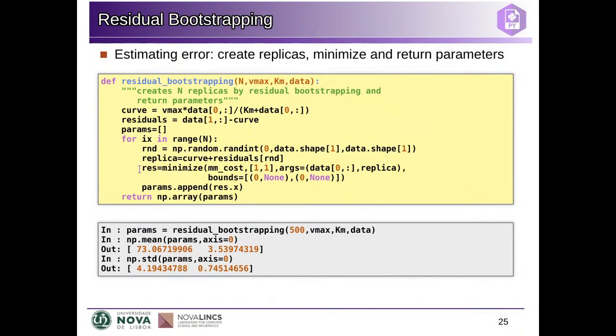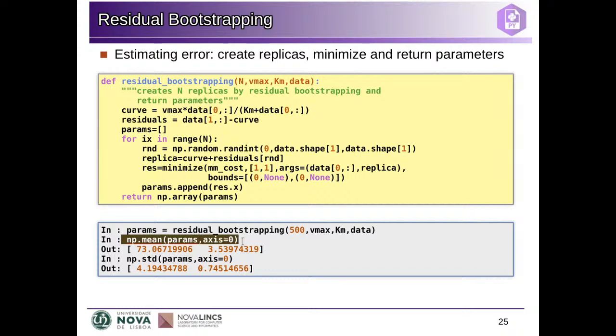So now we're going to call the minimize function on our cost function, the error function that we are minimizing, and we obtain a set of Vmax and Km parameters for this particular replica. So we're going to append that to our parameters list and then return this as a NumPy array, a matrix which has on the first column all the values of Vmax computed for all the different curves, and on the second column all the values of Km.